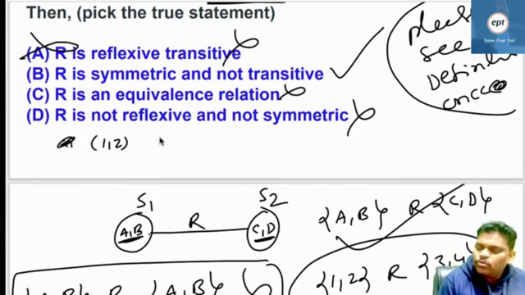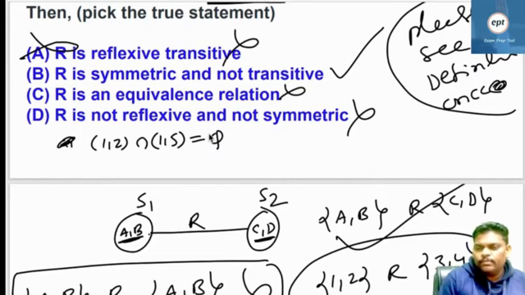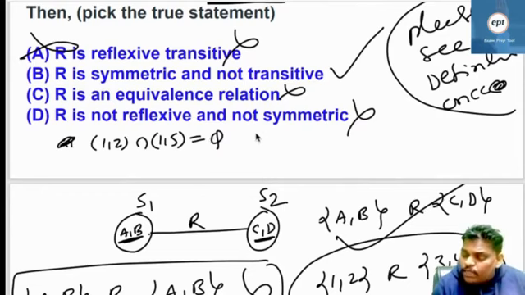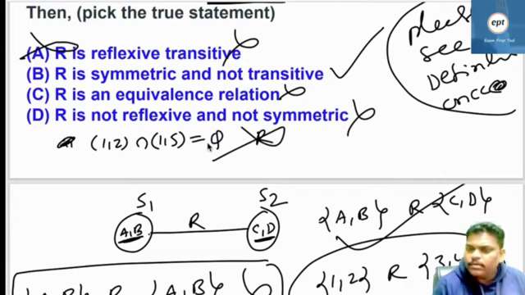1, 2 and 1, 5: is the intersection phi? No. No means they cannot be in the relation. Intersection is not phi, so in the relation they cannot be.